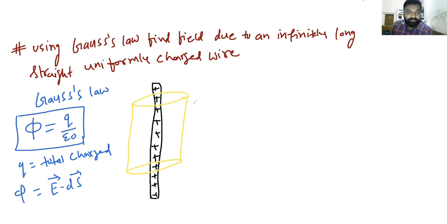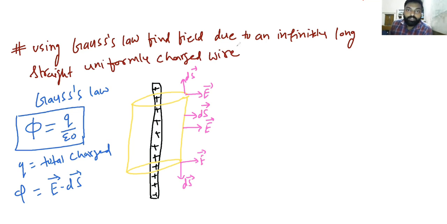So first of all, we discuss the direction. At this point, electric field is directed outward, and the area vector dS is also directed outwards. At the top, this is the electric field, but the area vector is perpendicular, and similarly at the bottom, this is the electric field and this is the area.